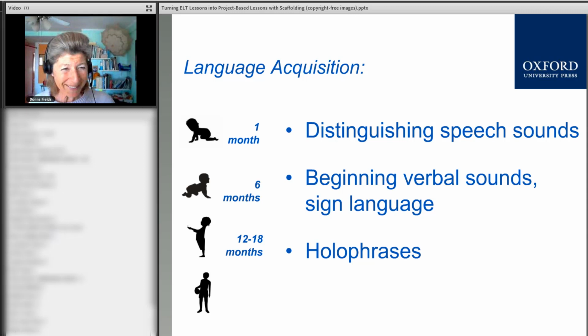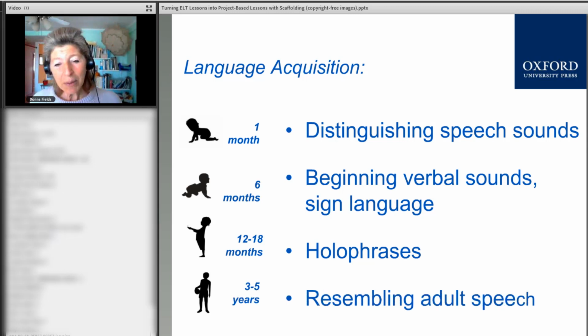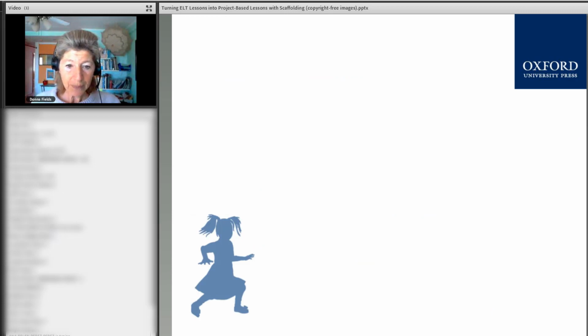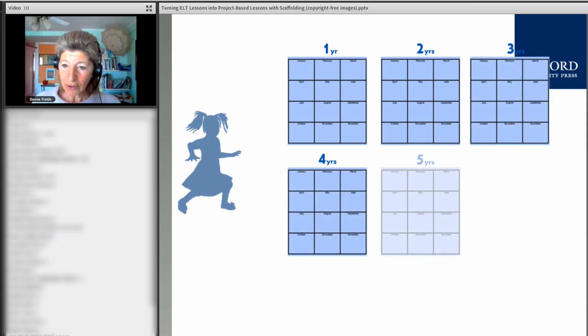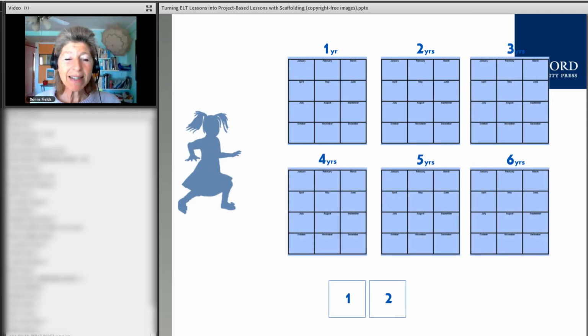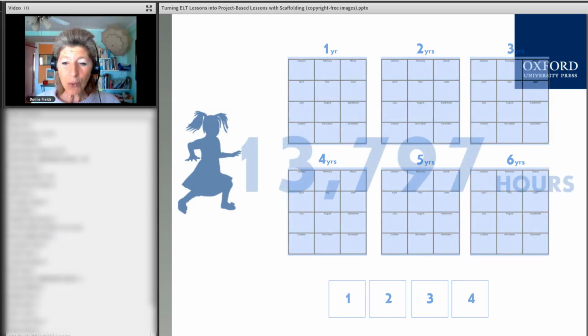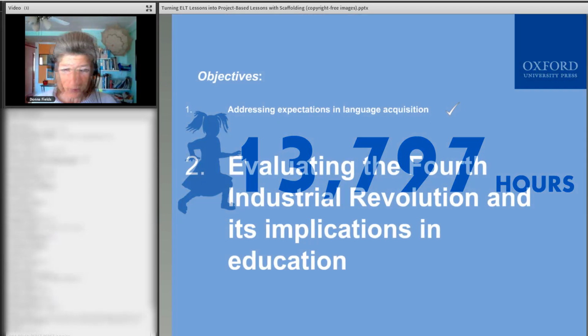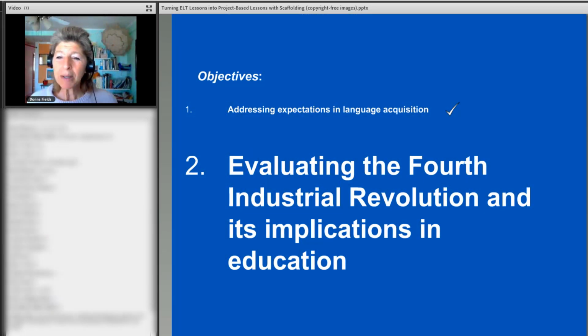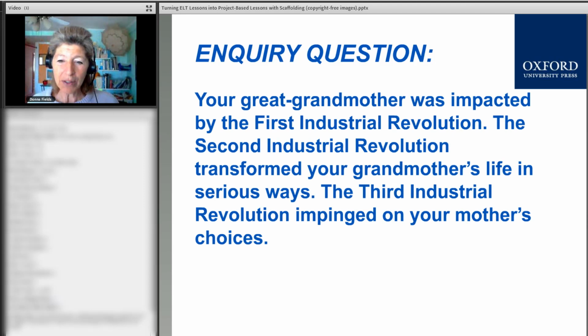Those are one-word sentences, and those of you who work with or have children know those one-word sentences can be powerful, right? So then by 3 to 5 years, we're using what resembles the grammatical structure of adult speech in our home language. This being said, by the time most humans are 6 years and 4 months old, we have been learning our home language for 13,797 hours, all right? We could say, open up to page 93, and let's read about the Fourth Industrial Revolution.